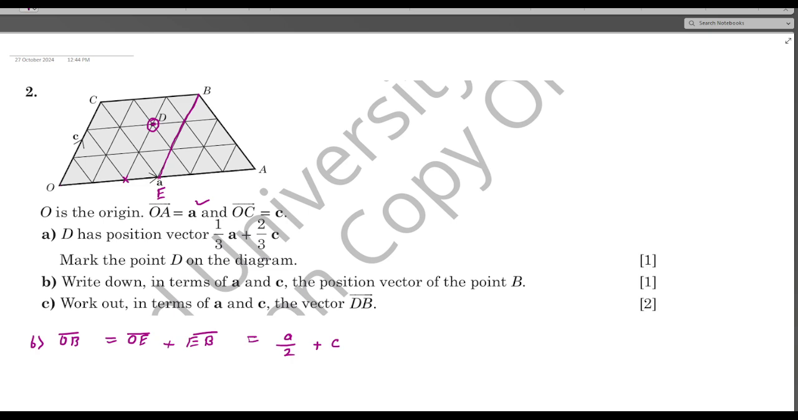Now work out in terms of A and C the vector DB bar. Now vector DB bar, this vector I have to figure out. From here to here if you move, you are moving 1, 2, 3, 4, 5, 6, so 1/6 of A, and then you are moving in this direction 1, 2 and 3, so it is 1 divided by 3 times C. So 1 divided by 6A plus 1 divided by 3C is your vector DB bar.